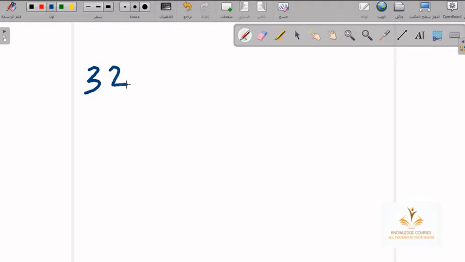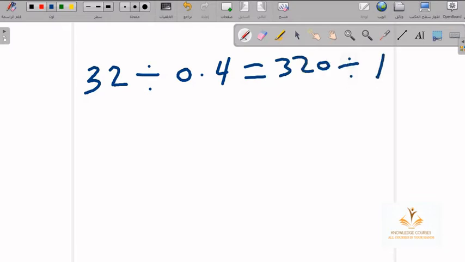32 divide 0.4 is equal to 320 divide 4, which equals 80. Another example to show this.